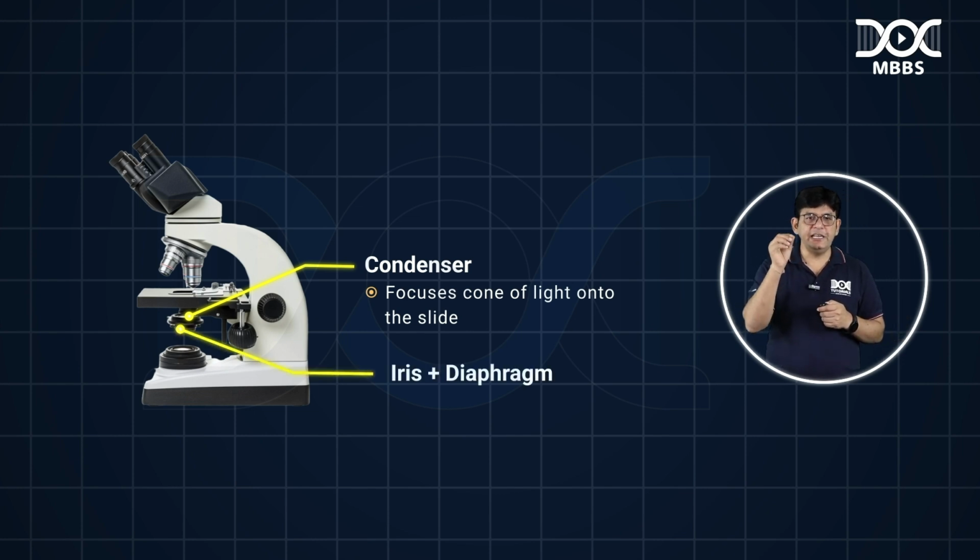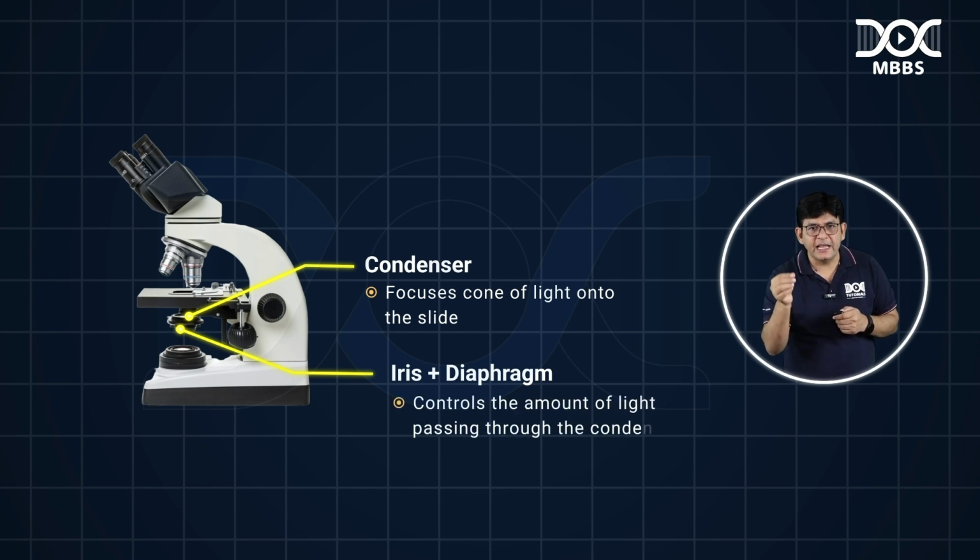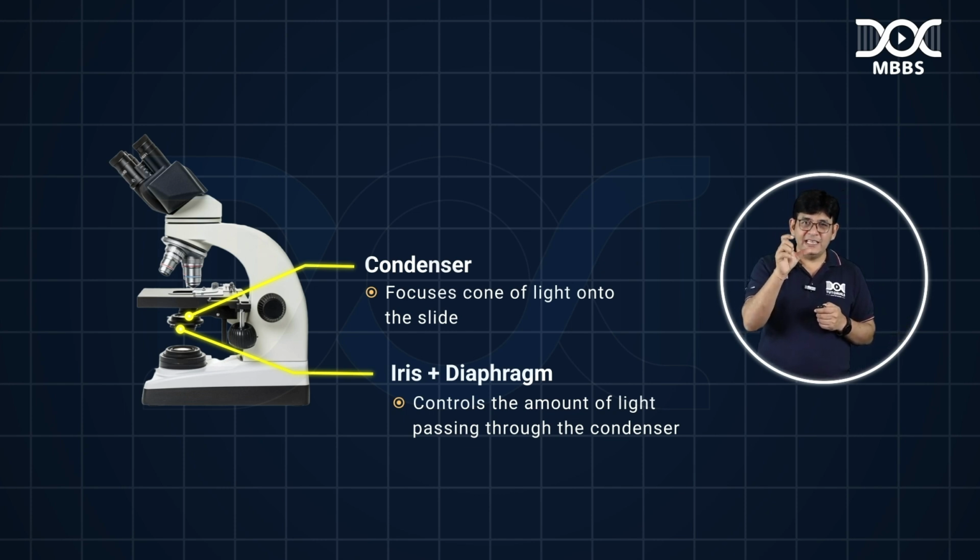Important, it has been asked in NEET PG also. It controls the light that passes through the condenser. So who is the controller of the light which passes through the condenser? That is the iris diaphragm. The condenser is beneath the stage and produces a cone of light on the slide. C for C, you remember. And the thing which controls the light passing through this condenser is the iris diaphragm.